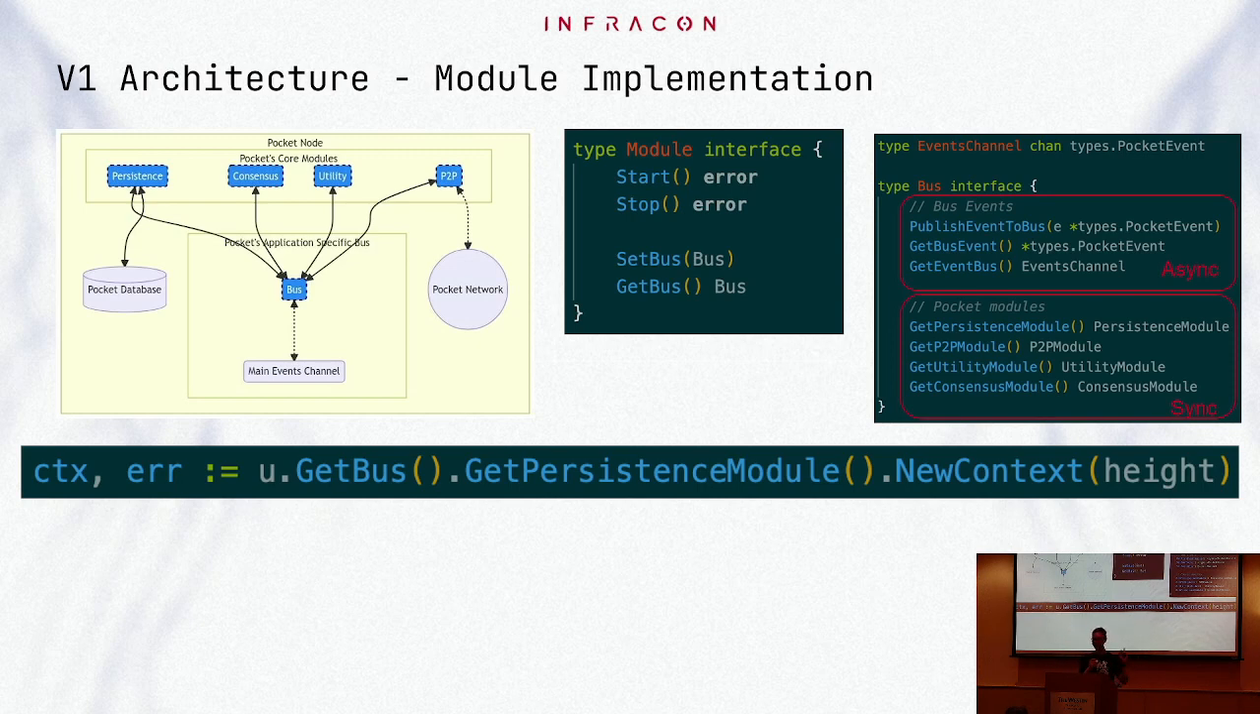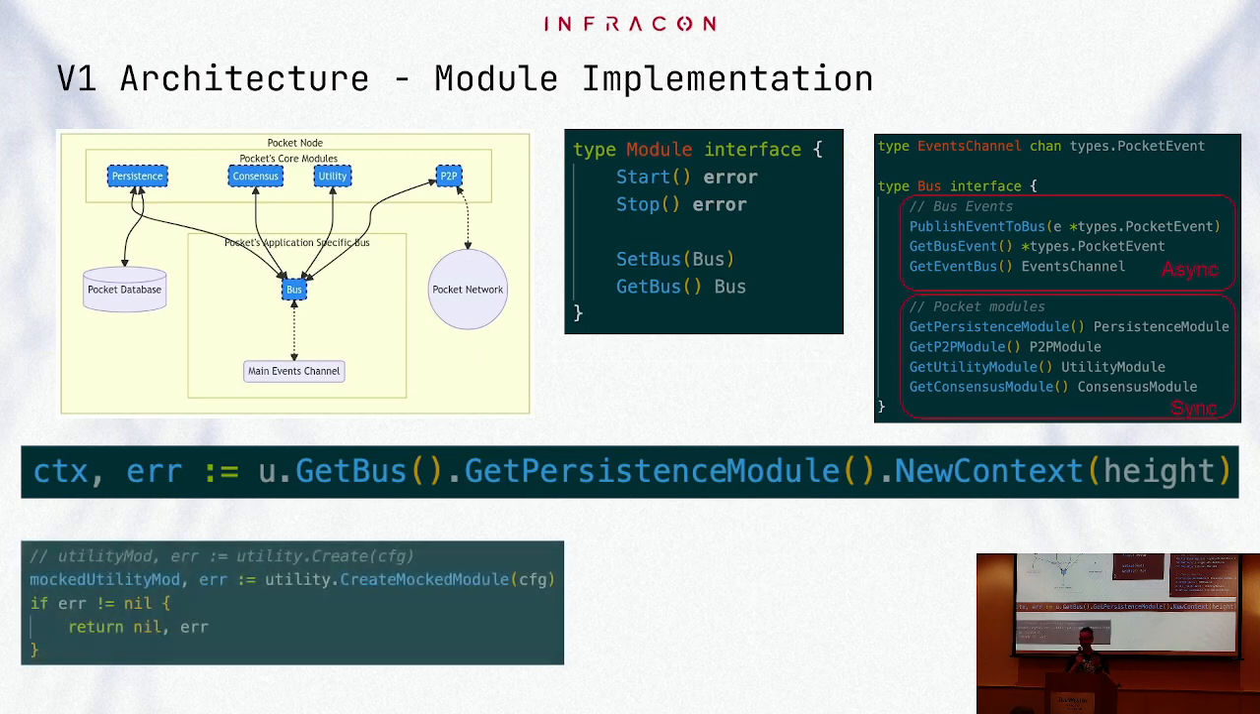But seriously, from the utility module, you get access to the bus, you get access to the persistence module, and you can start making calls to the interface that it exposes. The other beauty of this is really letting us test and implement and mock and iterate quickly.